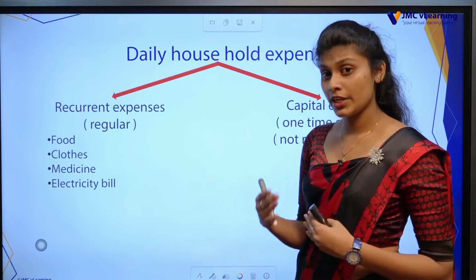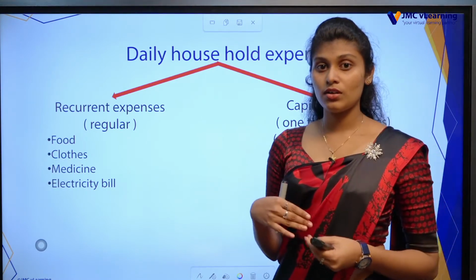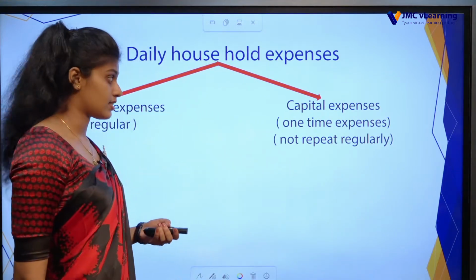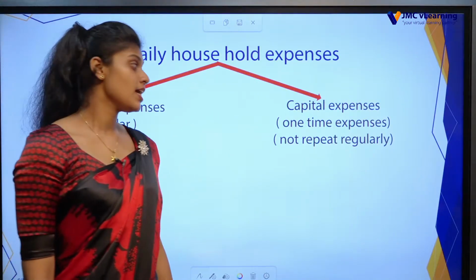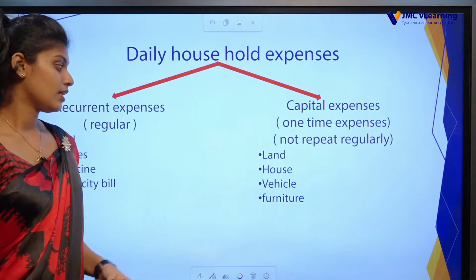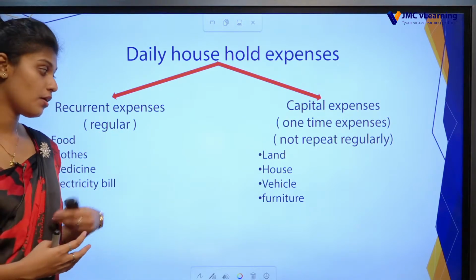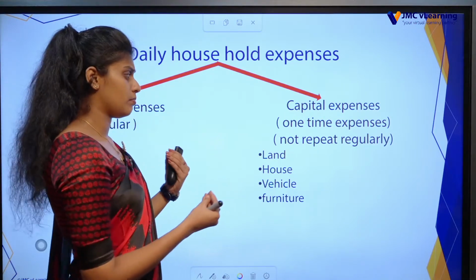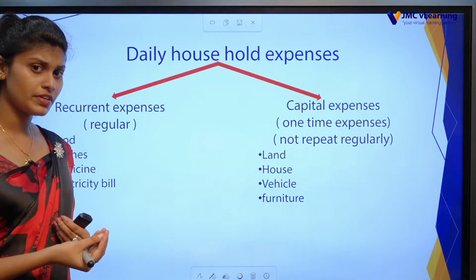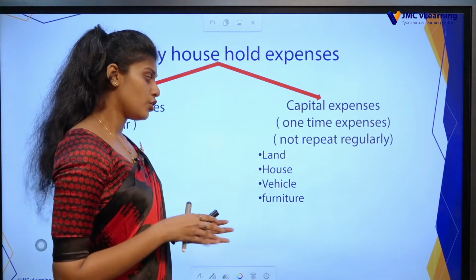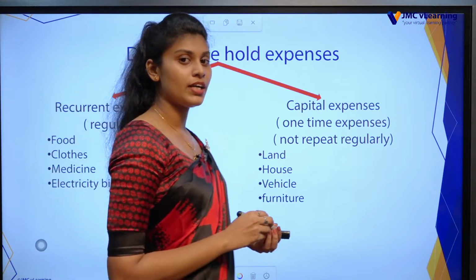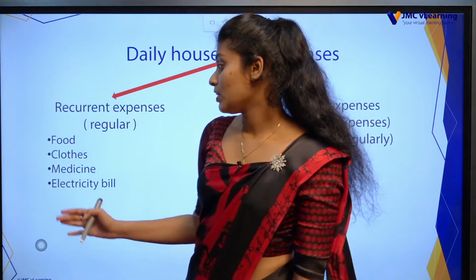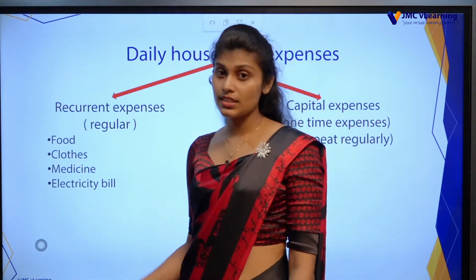In our day-to-day life we take foods and clothes, and we spend money to get those things. Let's see what the capital expenses are. They are land, house, vehicle, furniture, like that. Are you paying money to get land every day, or to get a house every day? No. Can you buy these things by keeping 1,000 rupees? Can't. But with a large sum of money, you can buy these things.